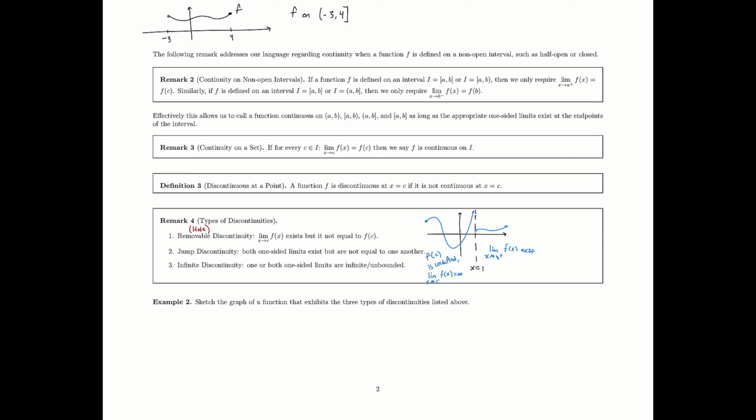All right. A couple other things that we want to talk about really briefly here. Definition 3. What does it mean to be discontinuous? Well, this is sort of a funny definition to me. A function f is discontinuous if it is not continuous. Well, duh. That just seems way too obvious.